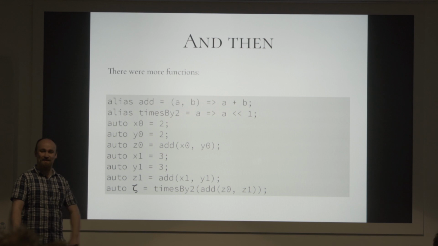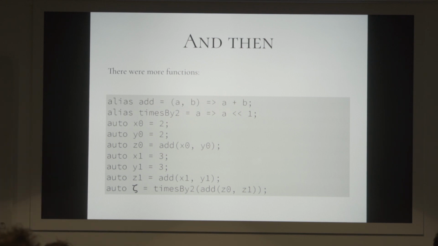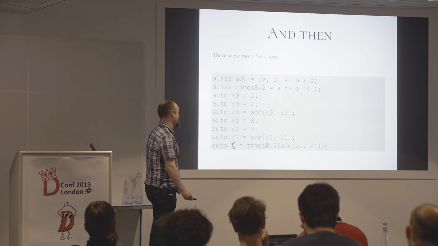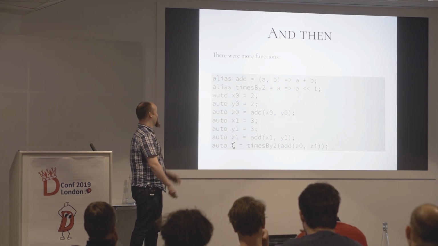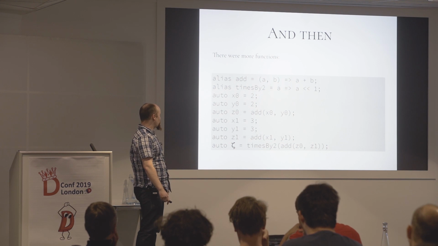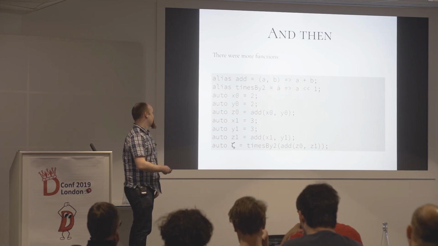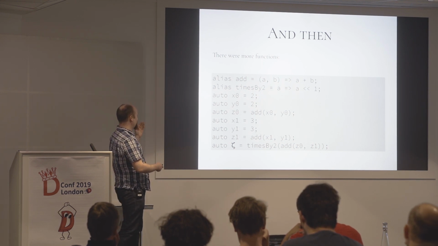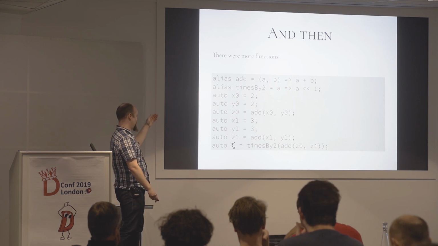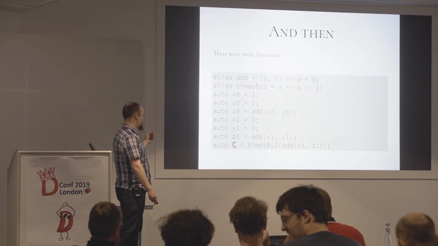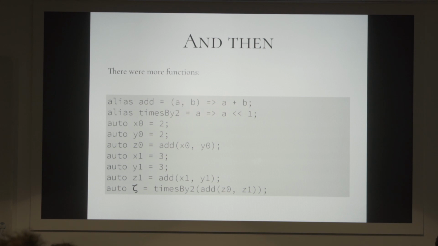D trivia, you can have Unicode as your identifiers in D. You can use emoji as your variable names. Or in this case, zeta. But already here we can see that we've got a problem. We've got a bunch of different variables. You've got x1, x0. You've got two different functions. It's just, it's ugly.